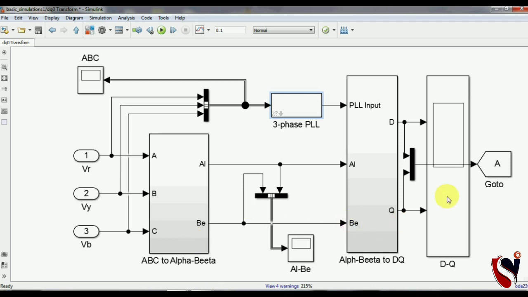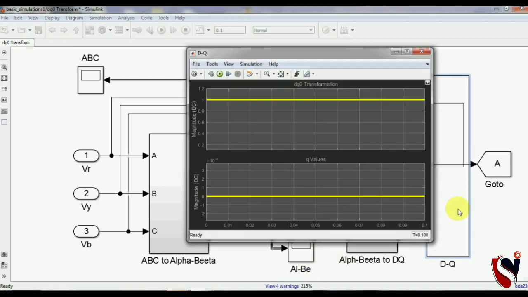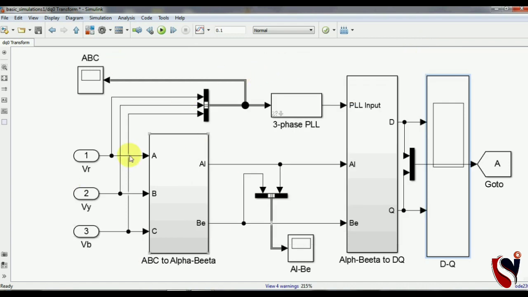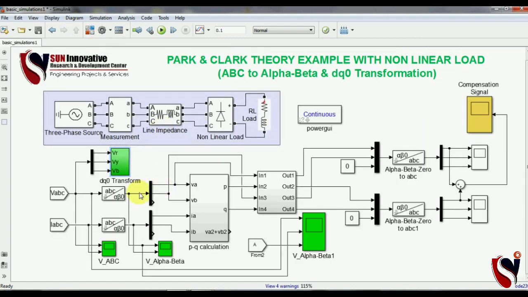As I told you, it converts into DC power, so it shows me the 1 and 0 values like this. So after all, these are the transformations of ABC to alpha beta and dq0, which help you to design the active power filter and many more devices like FACTS and UPQC. One thing we also need to design is the phasor for this, to understand how Park and Clark differ from each other.